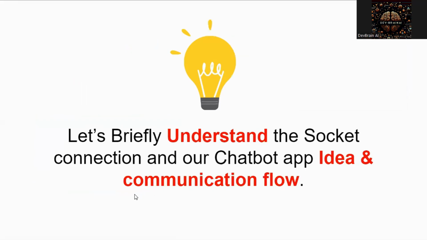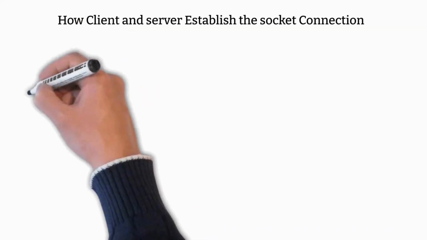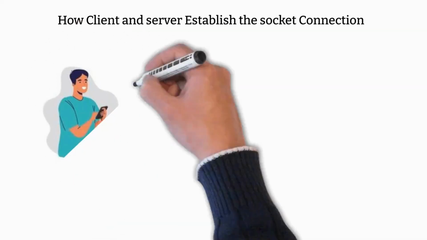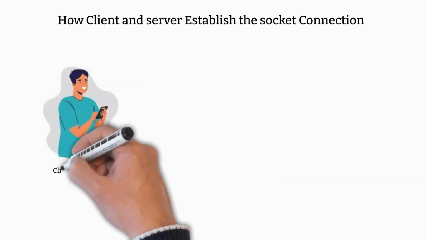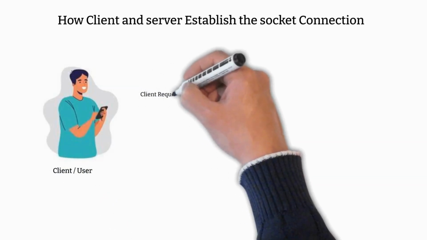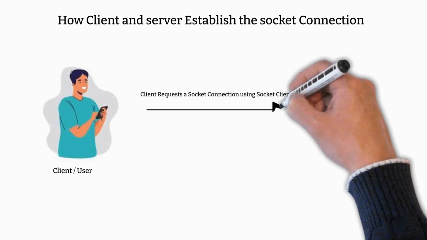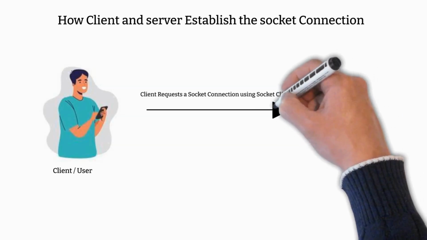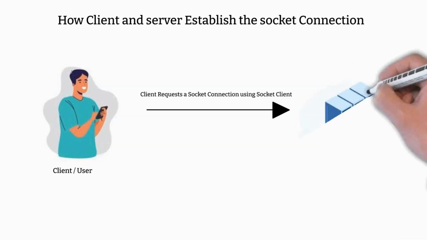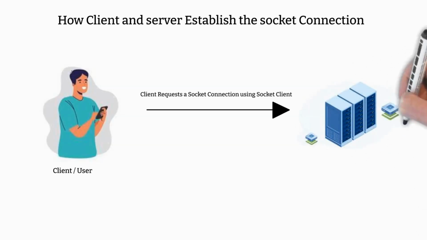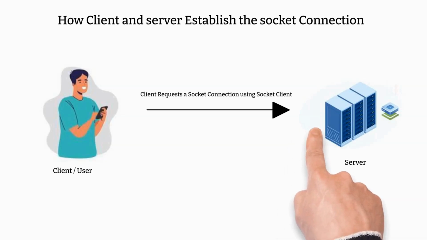Let's briefly understand the socket connection in our chatbot app idea and the communication flow. The client will use the software application, either a mobile app or a web browser. The socket is initialized in the client, and the socket connection request is sent to the server using the socket client. The server will validate the socket connection request and either accept or reject the request.